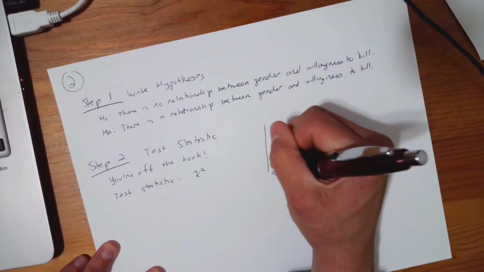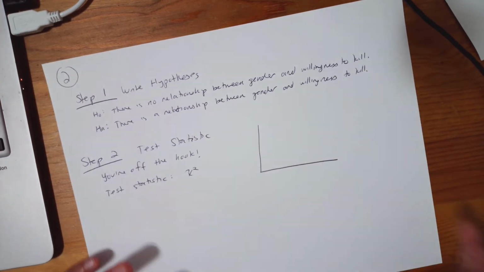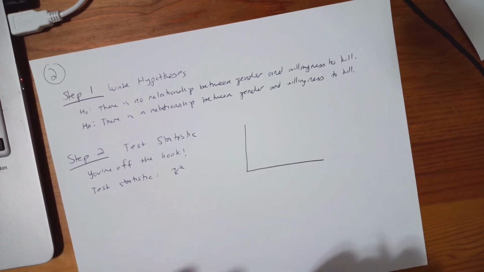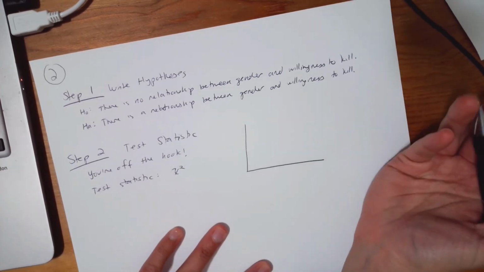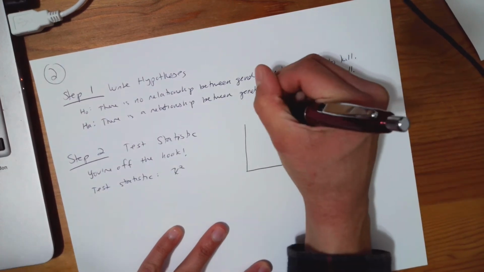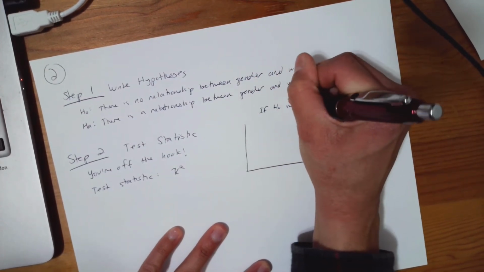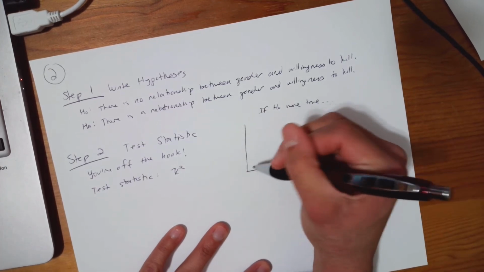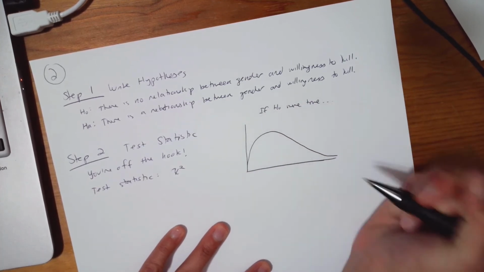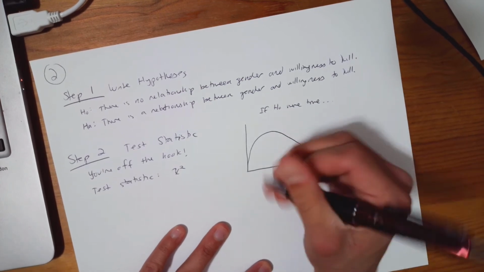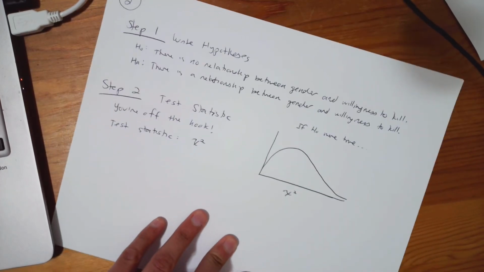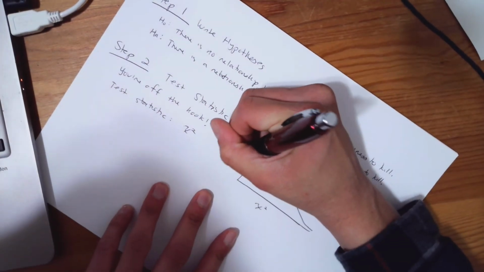And like all other test statistics, your chi-square statistic tells you where your sample data would fall on a sampling distribution if the null hypothesis were true. So if the null hypothesis were true and there was no relationship between gender and willingness to kill, you would have a chi-square distribution that looks something like this. So this is a sampling distribution. These are different possible sample chi-squares, and this is the probability of getting each one.